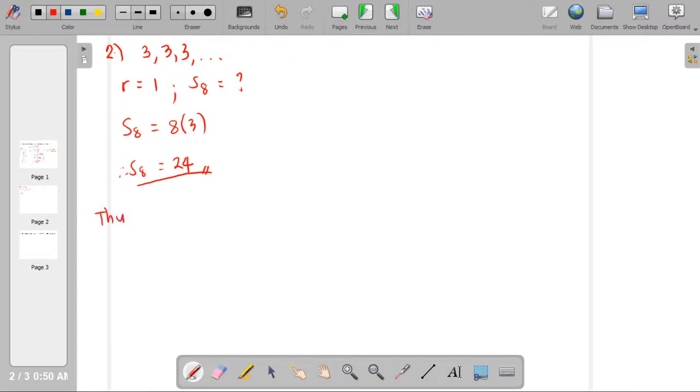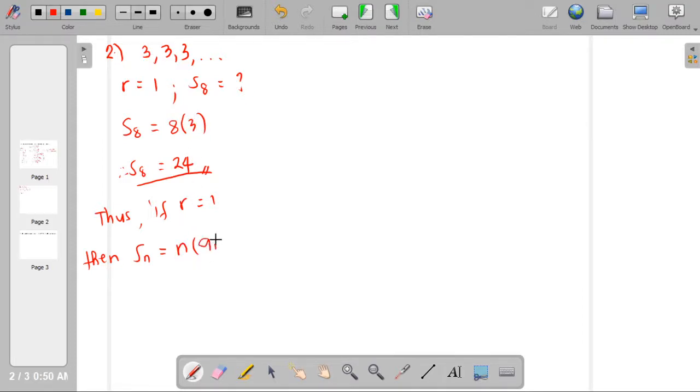Thus, if r is equal to 1, when your common ratio is equal to 1, since we cannot use our formula, then the sum of the first n terms is just equal to your n. Be careful, that's your subscript, right? Your n times that is your a sub 1.